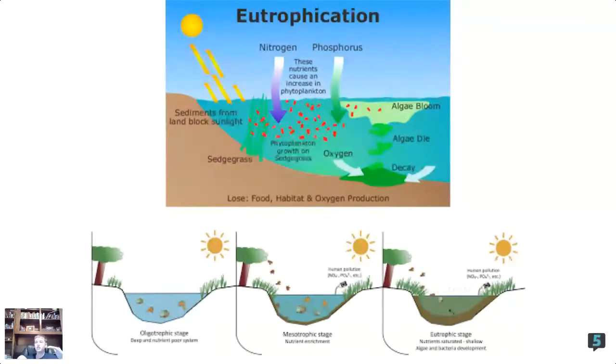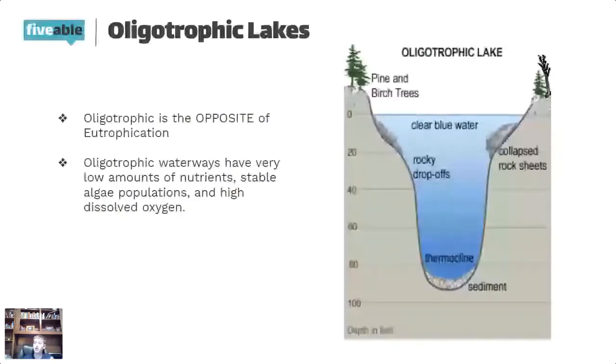Oligotrophic is not ideal. That's like if your porridge is too cold. Eutrophic is like if your porridge is too hot. But mesotrophic is like your Goldilocks, perfect temperature porridge. I can eat it all day. Sound good? If you don't understand anything, please don't hesitate to ask questions as I'm moving on. Now I've talked about oligotrophic, mesotrophic, and eutrophic, the three stages or types of trophic lakes.